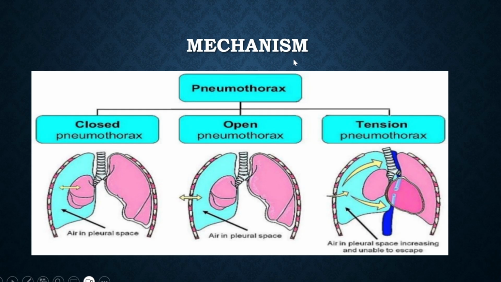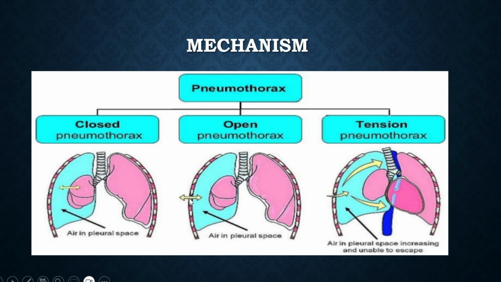Now, depending on the mechanism, pneumothorax is closed type, open type, or tension pneumothorax. Tension pneumothorax is an emergency condition, whereas closed or open pneumothorax, depending on the size, can be managed by conservative or surgical management. What happens in the closed type? There is no opening in the chest wall, so air from the lung enters into the pleural space and accumulates within the pleural space, causing the lung collapse.